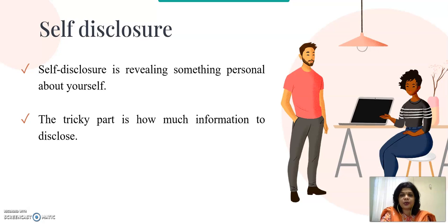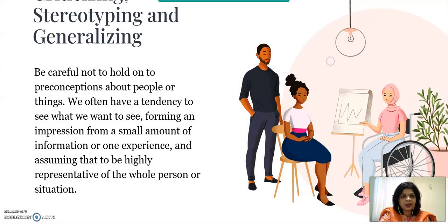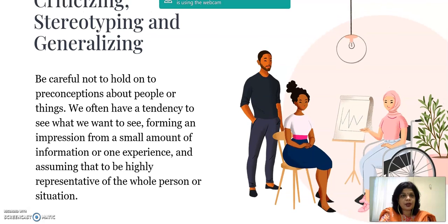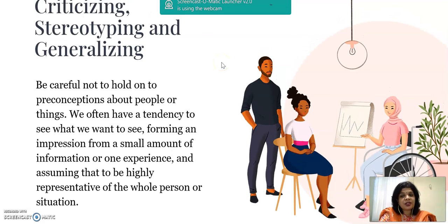Suppose you do not know the other person well, so you should restrict the amount of information that you are disclosing. Now, criticizing, stereotyping, and generalizing. You have to remember that we should not criticize, stereotype, or generalize whenever we are speaking to someone. Be careful not to hold on to preconceived notions about people or things. We often have a tendency to see what we want to see, forming an impression from a small amount of impression or one experience, and assuming that to be highly representative of the whole person or situation.